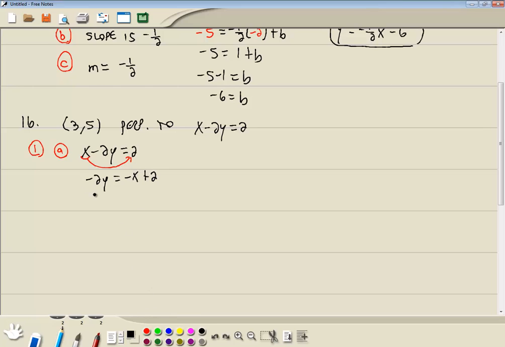And to get y by itself, we're going to divide everything by negative 2. Now there's an invisible 1 here, so that's like negative 1 divided by negative 2 x plus 2 divided by negative 2. So I'm dividing everything by negative 2, the number in front of our y. So we've got y equals, and negative becomes positive, so that's 1/2 x. 2 divided by negative 2 is negative 1.